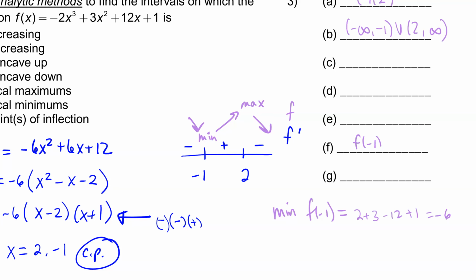So f of -1 is -6. And then max. You don't necessarily have to do these in order, but since we're here talking about min and max, let's just knock it out. Max is part E. Max is at 2, so I plug it in. I have 8, -16 plus 12, plus 24, plus 1, 36, 37, 21? No, yeah, 21. Okay. f of 2 is 21.